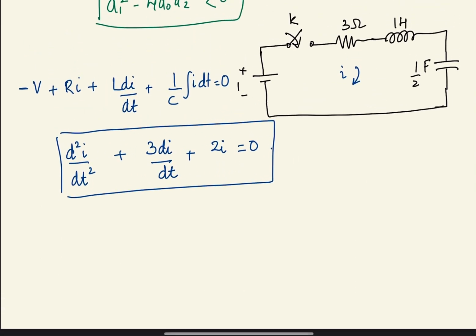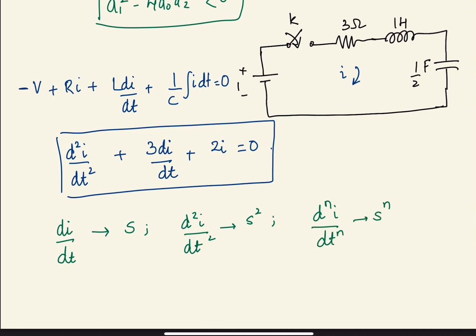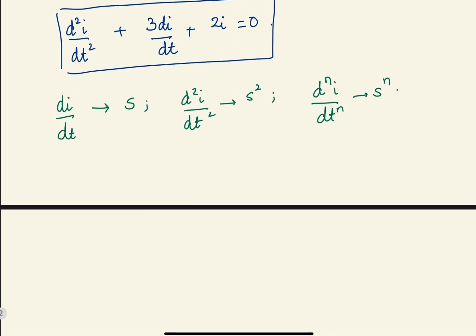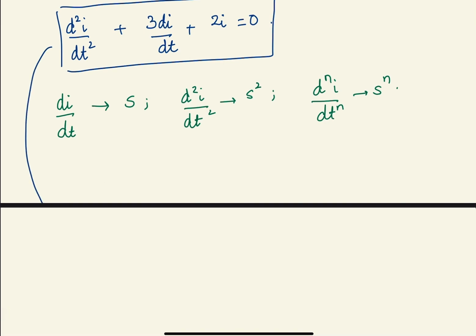Now a very important tool for you to note is that depending on the order of the derivative, if I have di by dt, I will replace it with s, and if I have d square I by dt square, I'll replace it with s square. Similarly, if I have d^n I by dt^n, it will be s raised to the power n. Okay, so we can substitute this in the above equation, and what will we get then? The characteristic equation is going to be s square plus 3s plus 2 equals 0.